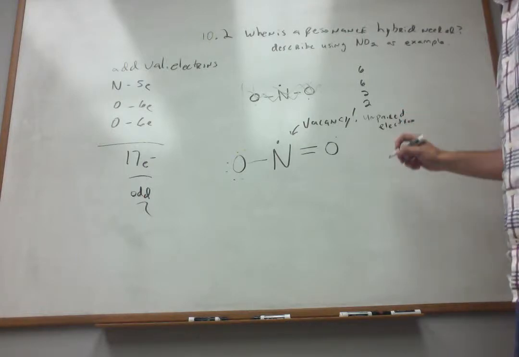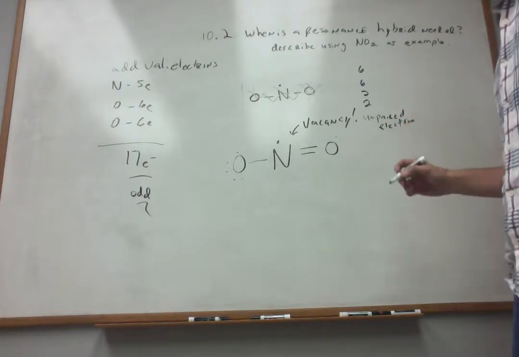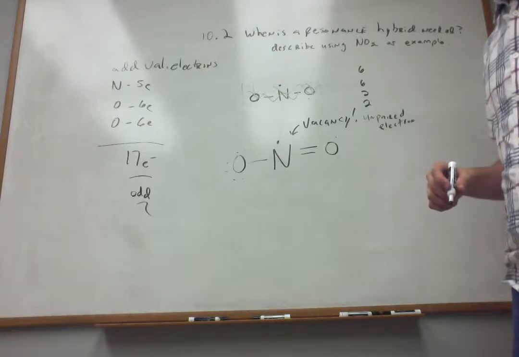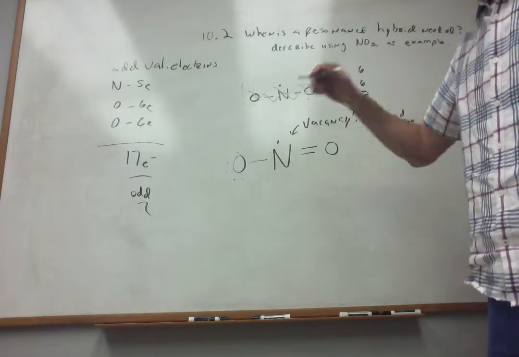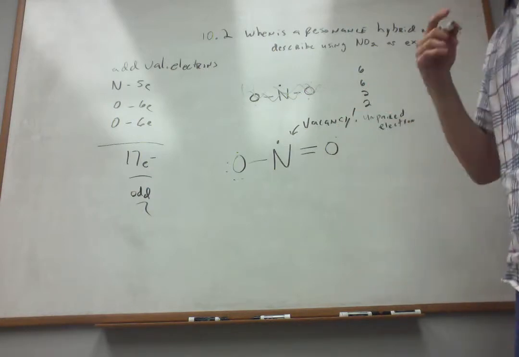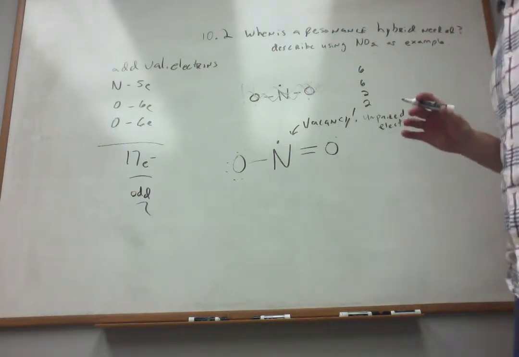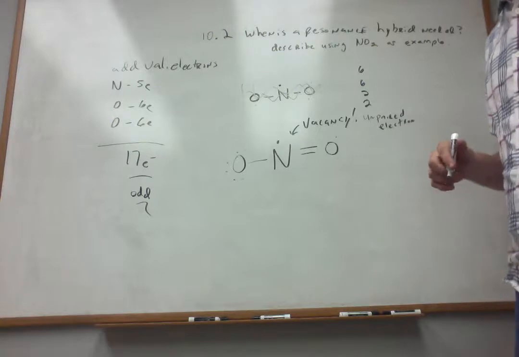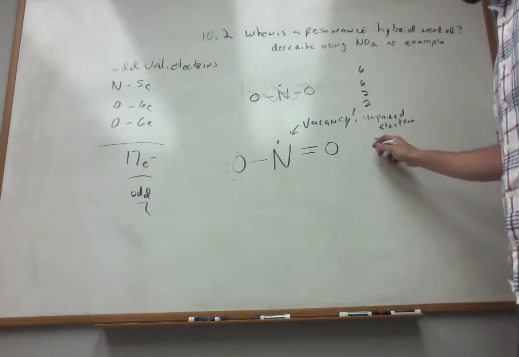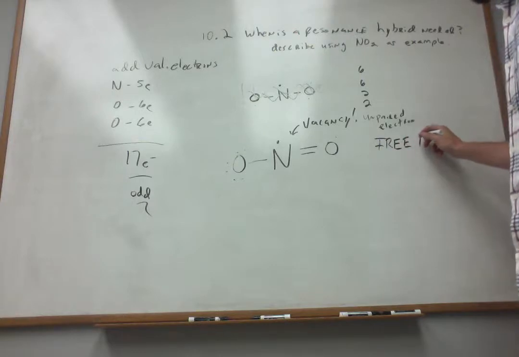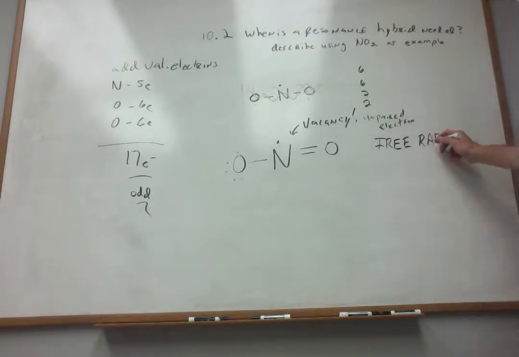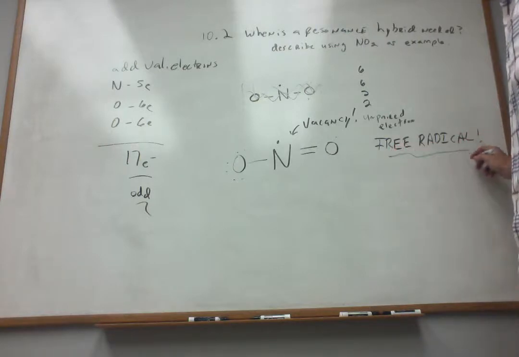Okay, that's one interesting thing about this structure. Unpaired electron. Whenever you see Lewis dot structures like this, and it could be centered on the nitrogen or else on the oxygen, we'll get to that a little bit more in a little bit. But whenever you see that vacancy or an unpaired electron, you have made something called a free radical.